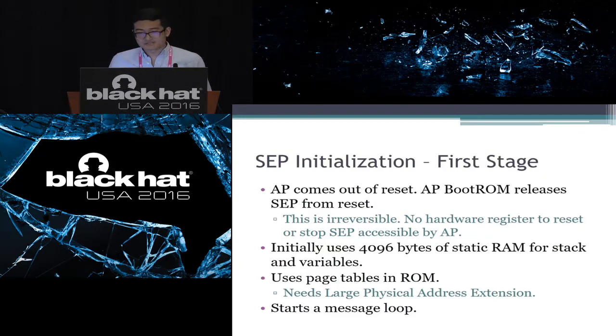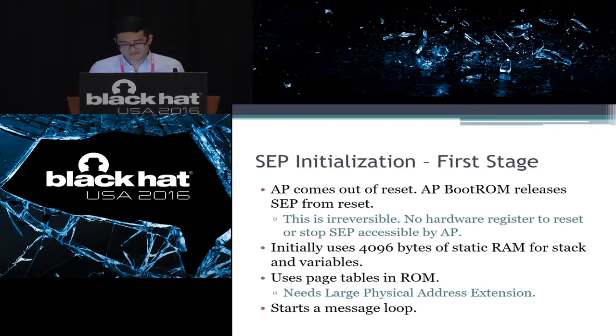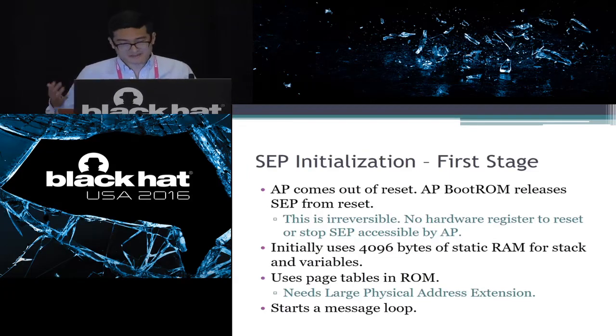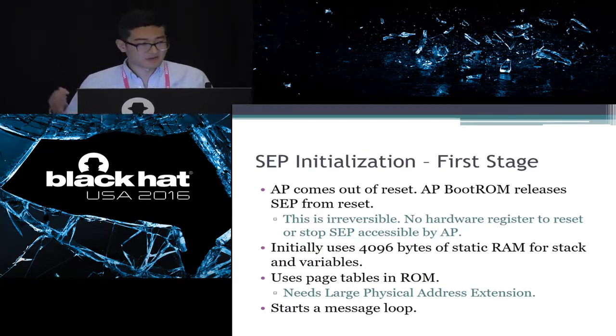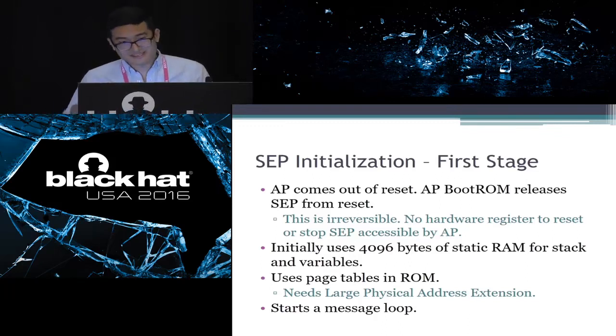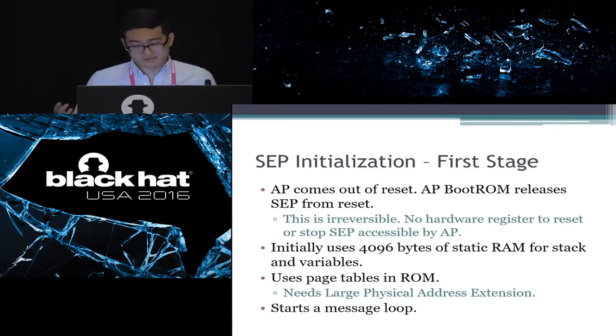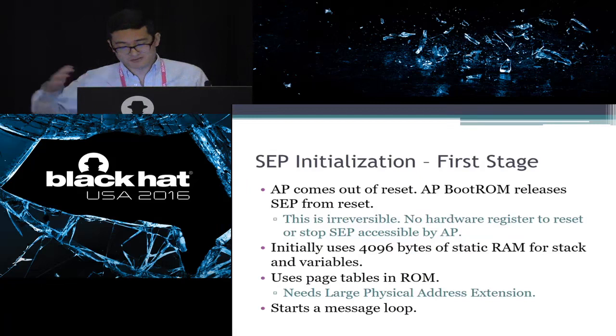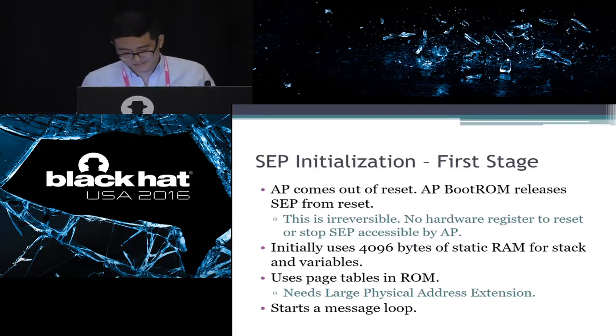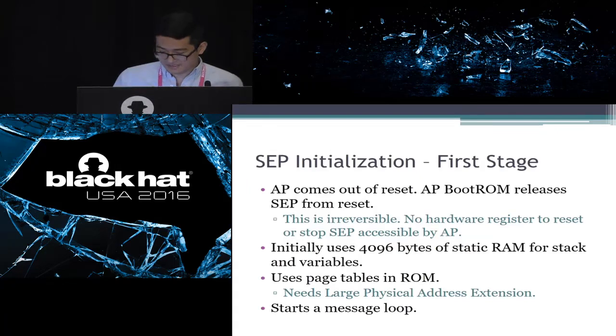So the SEP actually uses 4 kilobytes of static RAM that appears to be inaccessible by the AP. Of course, it's also on the chip, so it's less vulnerable to physical attacks. This amount of RAM is very small, but it's enough to help it bootstrap into the next phase. It's so small that the SEP can't even put its page tables in RAM initially. It has to hard code its page tables in ROM. And the reason it needs page tables at all is because it uses large physical address extension, because the SEP itself is a 32-bit processor and it must address a 64-bit physical address space. So after it's set up those two things, it starts a message loop.